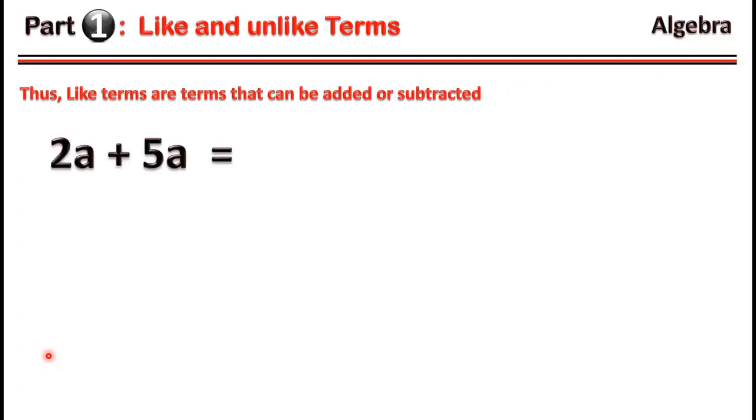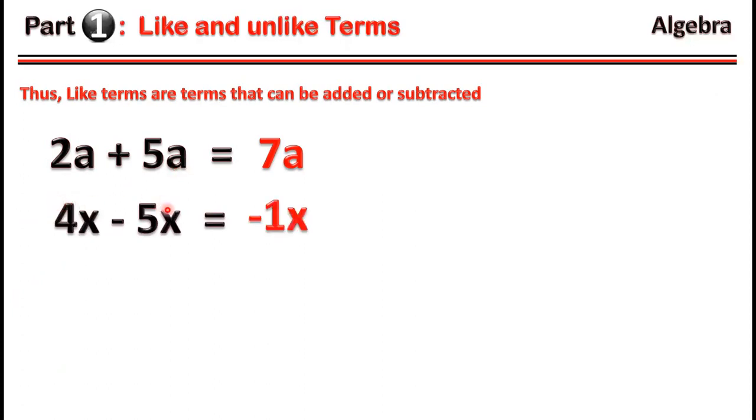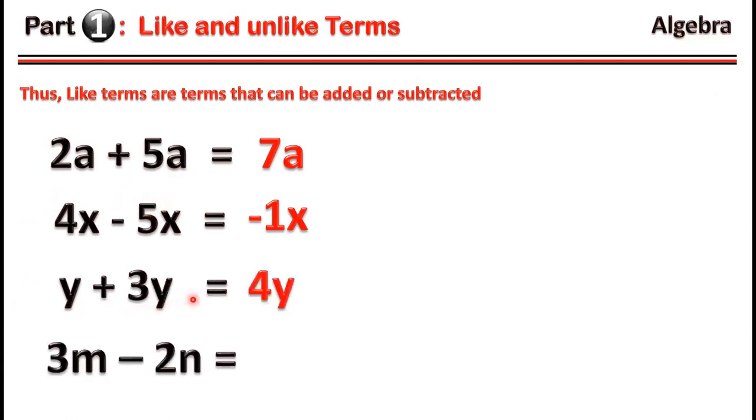So let's simplify the following. We have 2a plus 5a. That gives us 7a because they are like terms. 4x minus 5x is minus 1x, or minus x. They are like terms. y plus 3y is equal to 4y. They are like terms. Now what happens with 3m minus 2n? They are not from the same family. It means we cannot have a single result like the other ones, right? So 3m minus 2n remains the same because we cannot bring them together, just like we saw with oranges and apples or bananas and whatever.